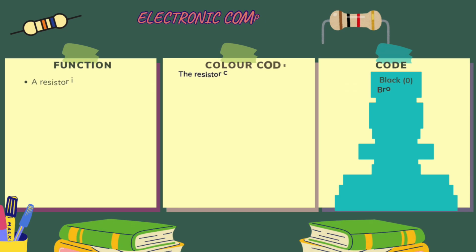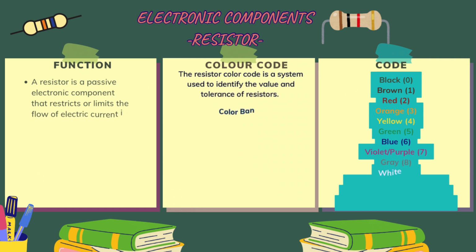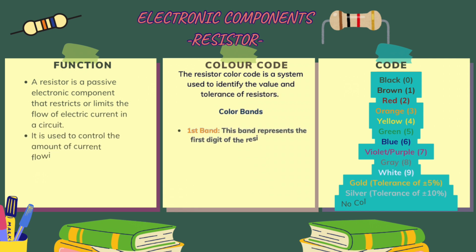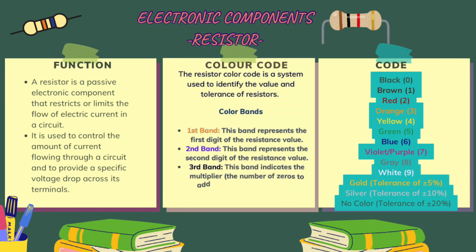One of the main electronic components in engineering is a resistor. So what is the function of a resistor? A resistor is a passive electronic component that restricts or limits the flow of electric current in a circuit. It is used to control the amount of current flowing through a circuit and to provide a specific voltage drop across its terminals. The unique feature of a resistor is its color code. It is a system used to identify the value and tolerance of resistors.